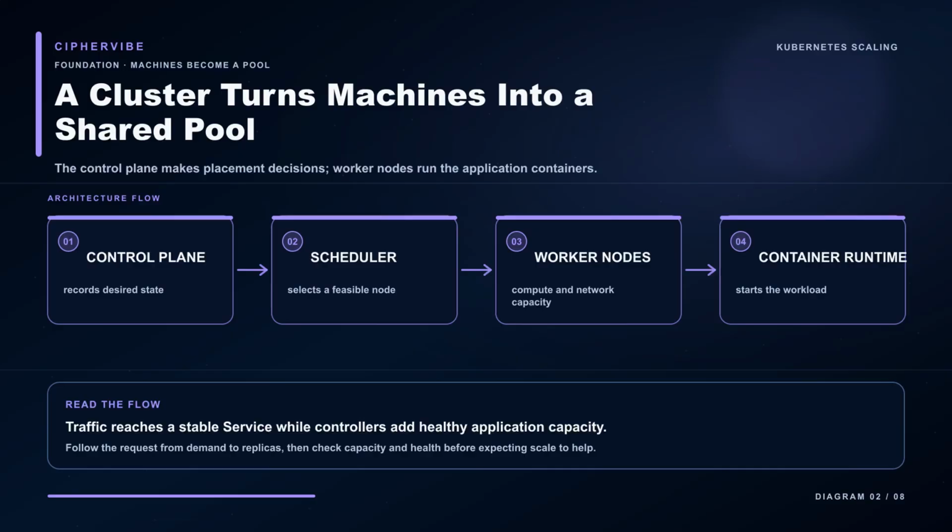This division is useful because it makes the platform visible. You can see what you asked for, where Kubernetes placed it, and why a workload is waiting if capacity is not available. A cluster is not unlimited compute. It is a managed pool that makes capacity decisions explicit.